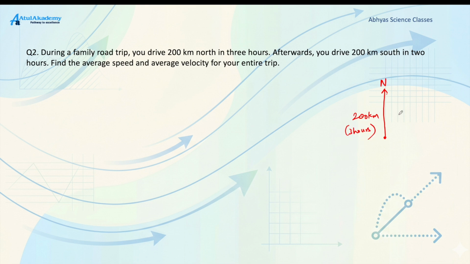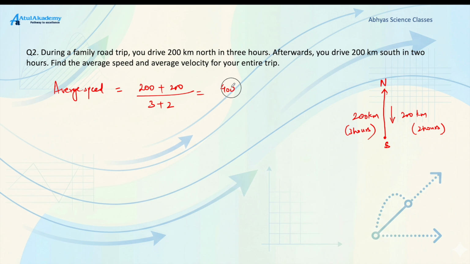Okay. Afterwards, you drive 200 km. This is the south direction. Back in the south direction 200 km, right? And that's in 2 hours. Okay. So average speed, let's calculate. What will be average speed? Average speed is total distance 200 plus 200, total time 3 plus 2. So it is how much? 400 by 5, which is 80 kilometer per hour, because 5 times 8 is 40, right? So we cancel, it will be 80.